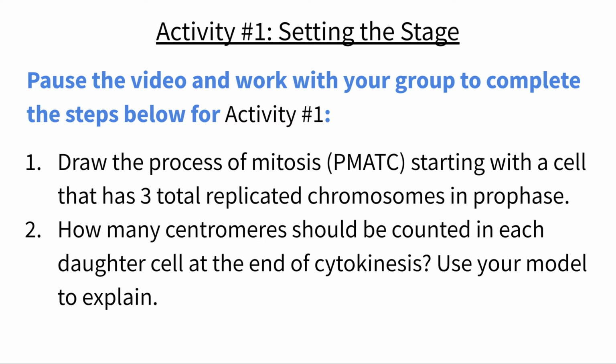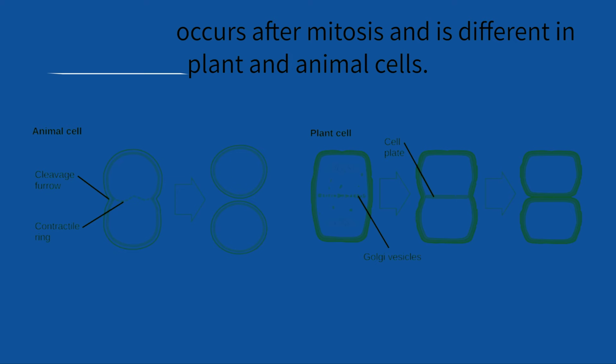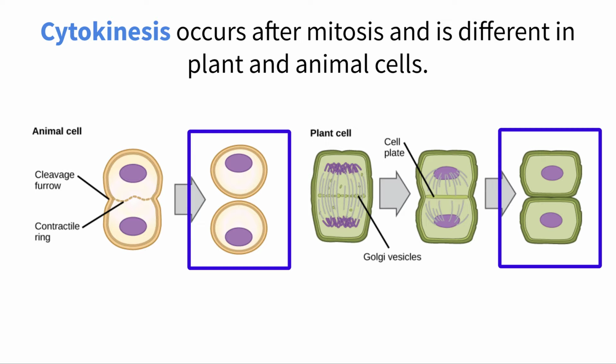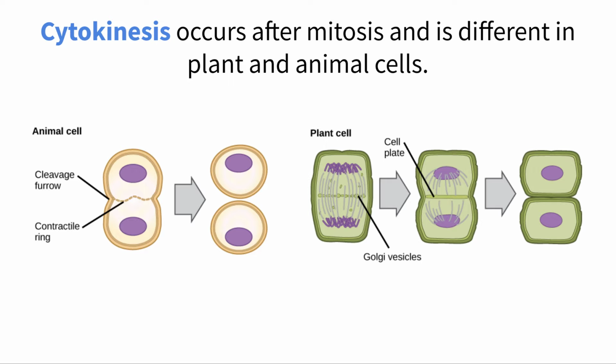As stated earlier in this video, cytokinesis is the final step of mitosis and splits the cell membrane. This results in two completely separated daughter cells that are identical, aka they have the same DNA. This process of cytokinesis happens a bit differently with plant and animal cells.